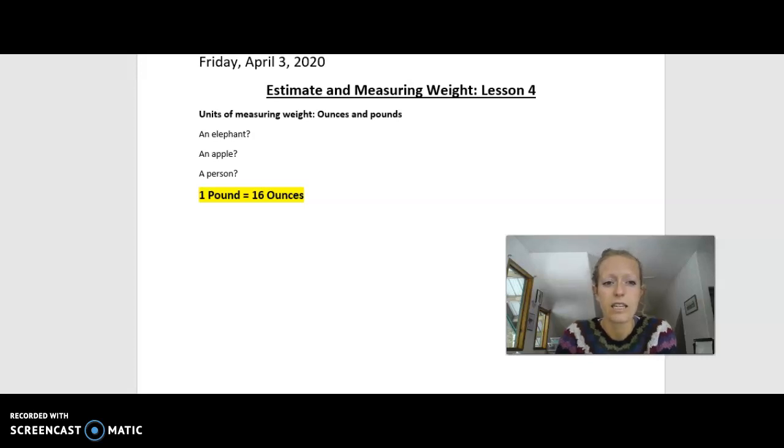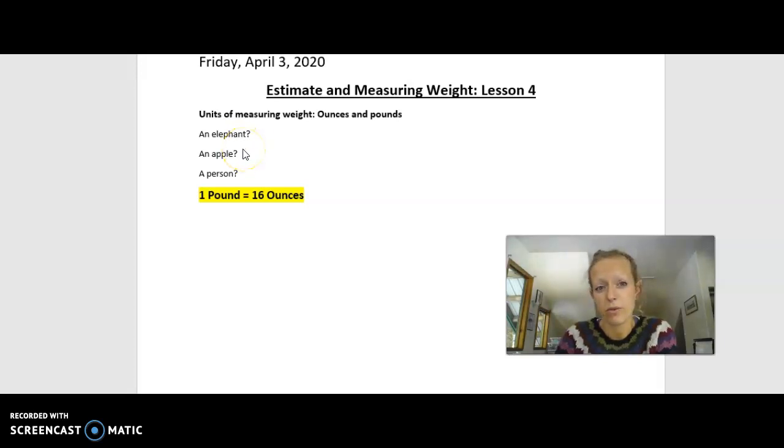So the first thing, the units of measuring weight that we're going to use are ounces and pounds. A pound is equal to 16 ounces. So if I have 1 pound, that pound will be equal to 16 ounces. A pound is something that you would use for a larger object. Think about how you would apply that. Would you measure an elephant in pounds or in ounces? Well, if you measured it in ounces, you'd probably end up with a lot of ounces. Probably the best way to go would be to measure it in pounds.